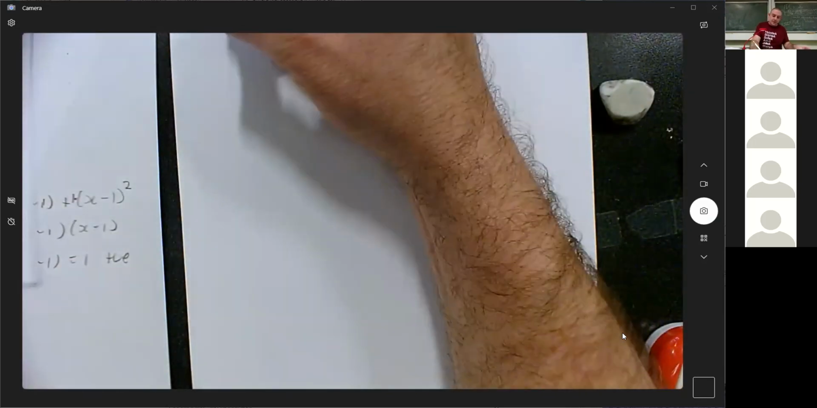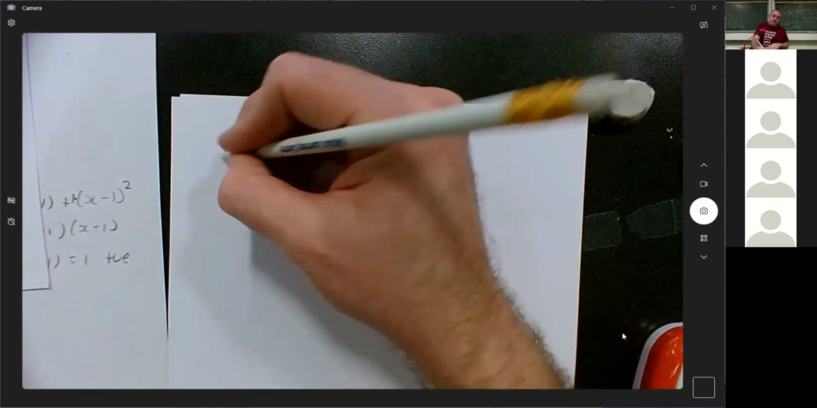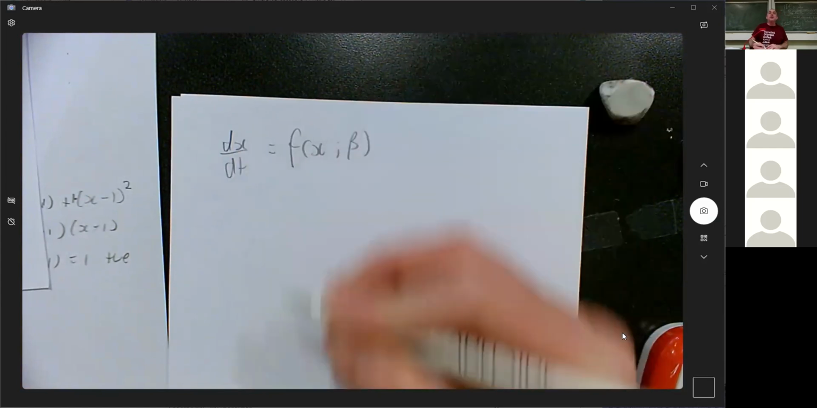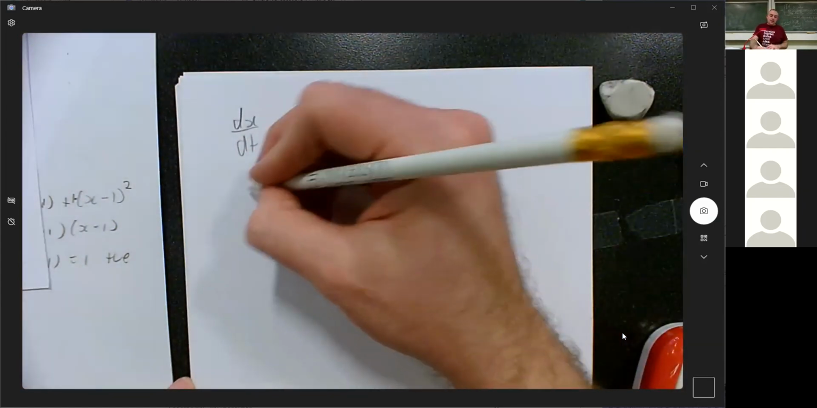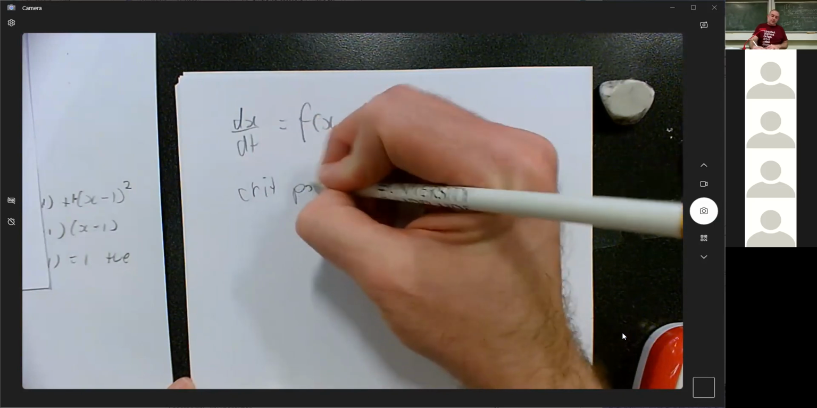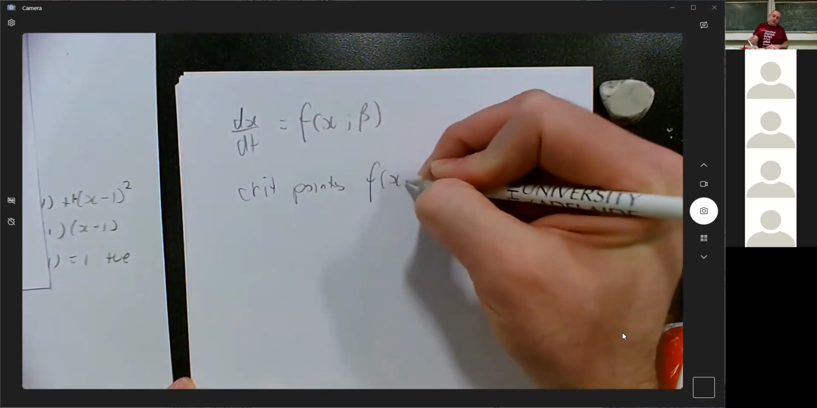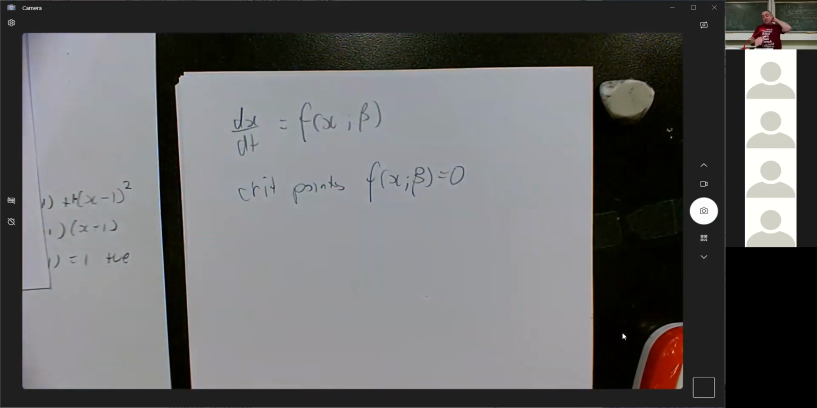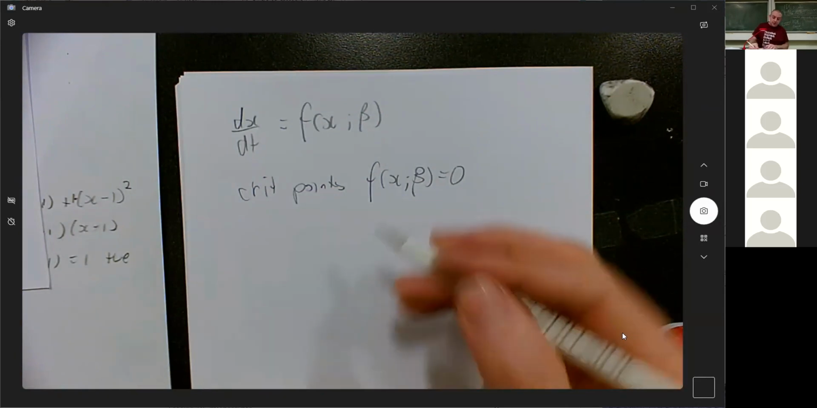So what we have now is that if dx on dt is f of x, even if there's another variable involved with the beta, which counts as a parameter, then critical points happen when f of x is 0, and each beta would have a different collection of critical points. But you could draw a graph of x and beta together of what this formula tells you, and that would be where all the critical points are for every possible beta and every possible x.